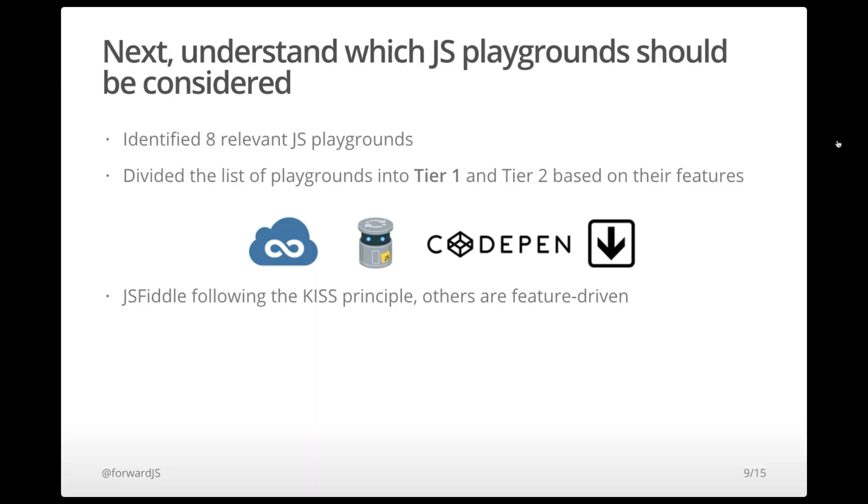Out of those 4, JSFiddle focuses on the KISS principle. So very, very easy, not too many features, rather just allowing you to dump some code and share it with people and probably collaborate on it, but it does not give you all the features that you might need. The other ones, though, are very much feature-driven.